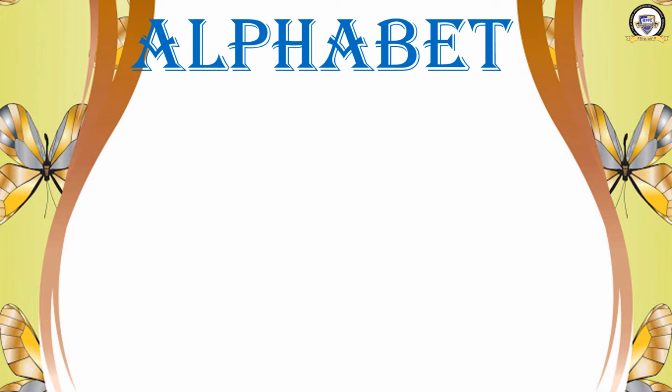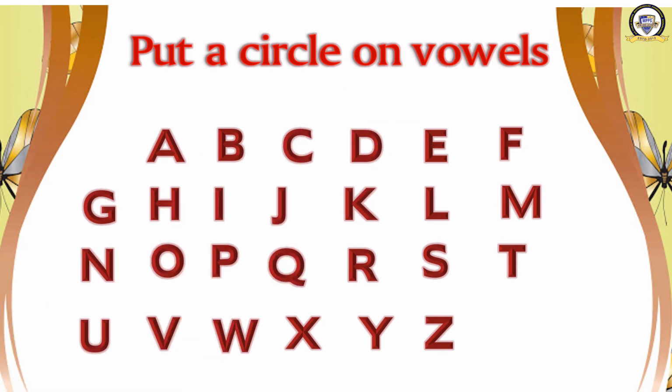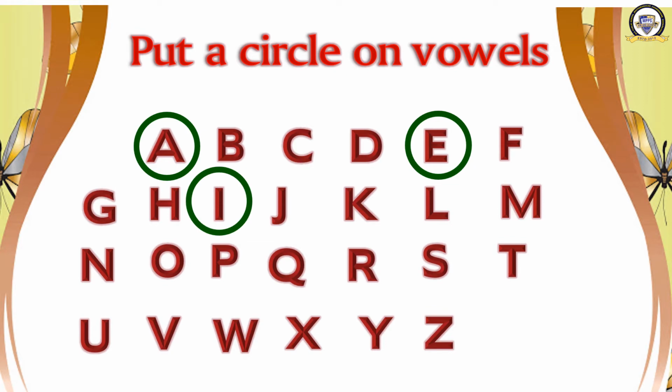Now we will learn the alphabet. You have learned the alphabet, I know, but I'll show you the vowel sounds. This is the alphabet A to Z. The letters A to Z are called the alphabet. And now what are we going to do? We will put a circle on the vowels. What are the vowel sounds? First one A, then E, I, O, U.